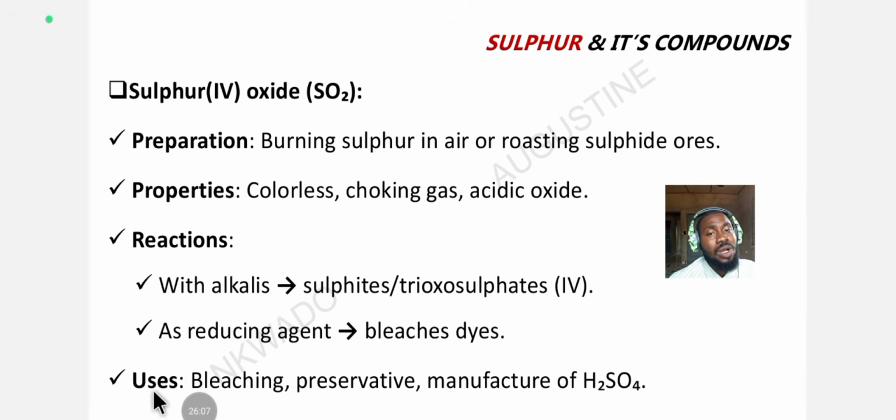Now let's look at the uses of sulfur 4 oxide. It is used as a bleaching agent. It is used as a food preservative. It's used to manufacture tetraazosulfate 6 acid, and it is used to make matches and fireworks, all those things that explode, and so on.